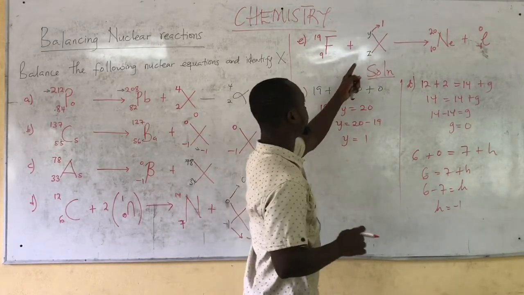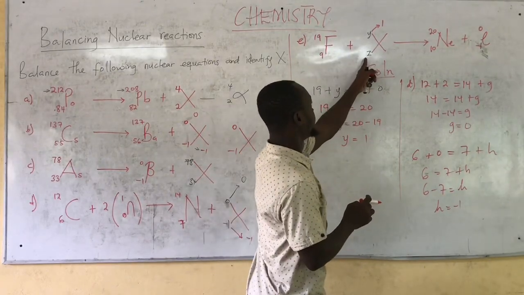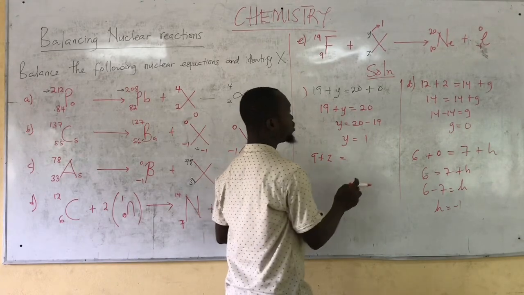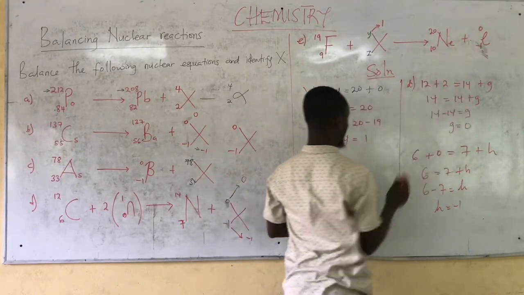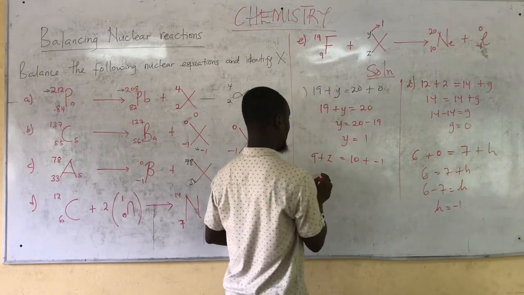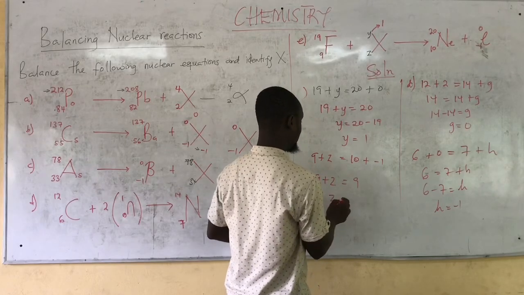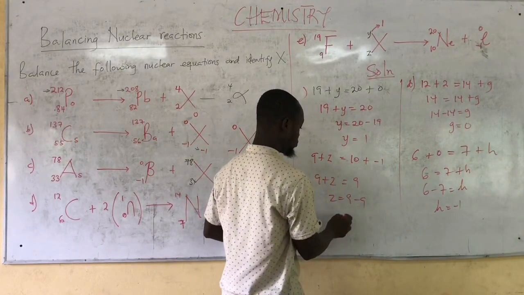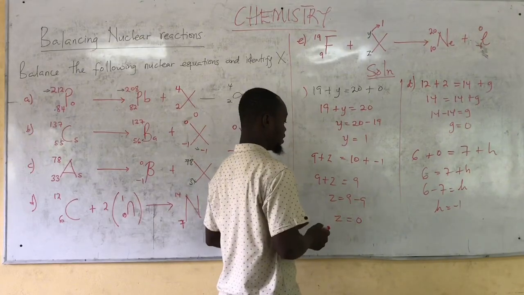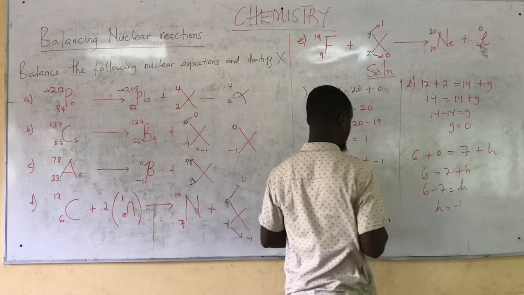Now let's calculate for our z. So the total proton number for the reactant is 9 plus z. And this should be equal to 10 plus negative 1. So we have 9 plus z is equal to 9. So our z will be equal to 9 minus 9. So z will be equal to what? 0. Is that okay? Z will be equal to 0. So it means that our value for z here is 0.